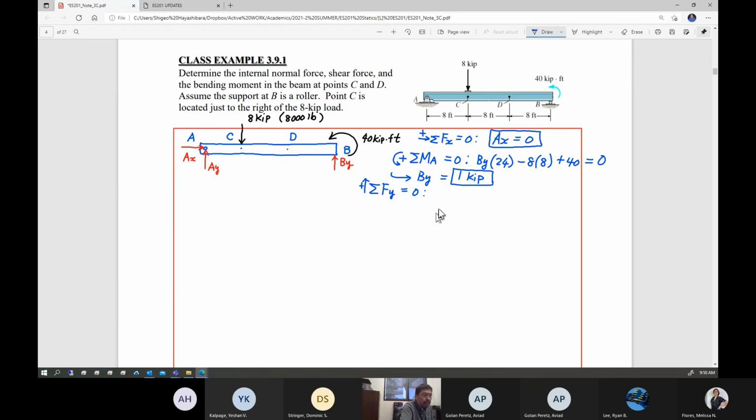Set equal to 0. AY is a positive direction. This is a negative 8 kip. And BY, we found 1 kip positive. This is going to give you AY. AY is 7 kip.